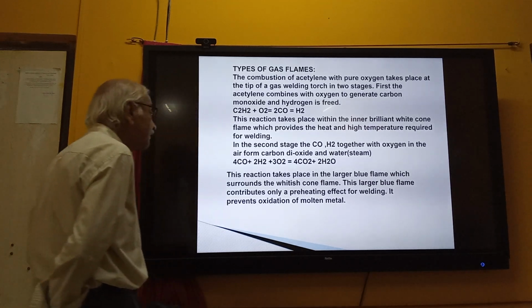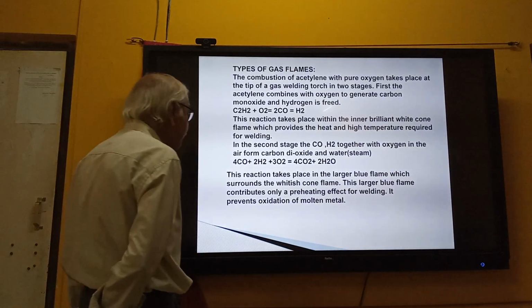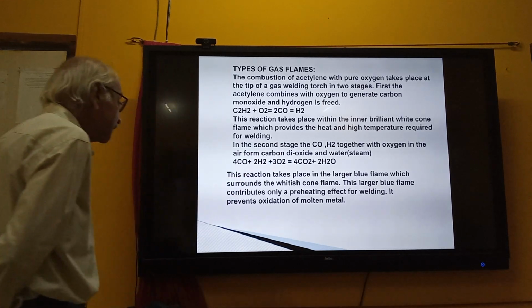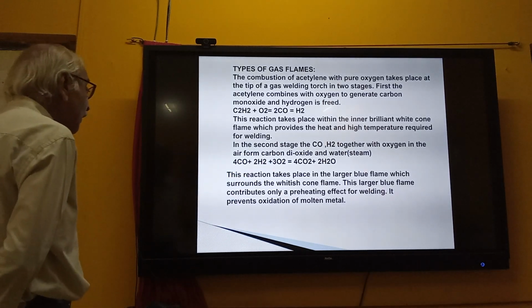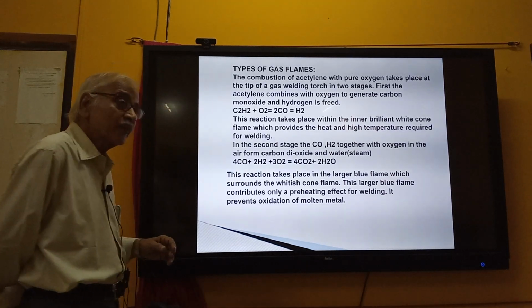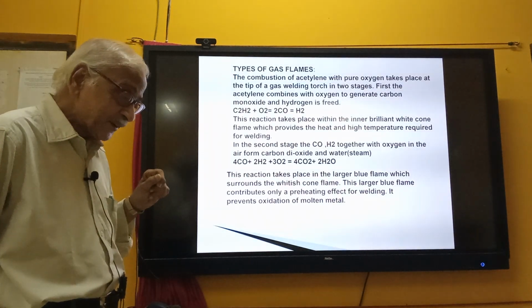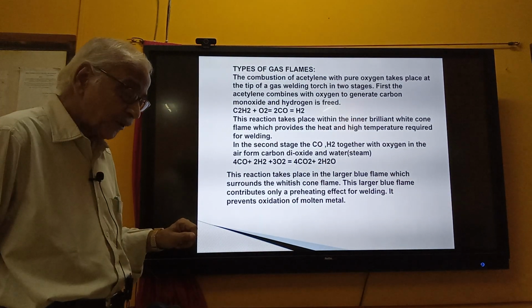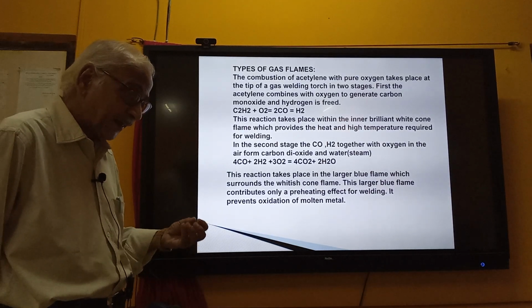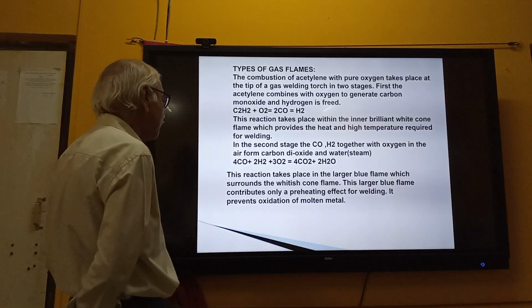This particular equation, this C2H2 plus O2, takes place at the core of the flame, where the temperature is to the tune of 3000 degrees centigrade, and then gradually the temperature reduces and the second stage comes up with this particular expression. Now that means, when we have a flame, the tip of the flame is cooler than the core of the flame, and we take the flame nearer to the object, and first it becomes red hot, and then in the hottest zone it punctures and it cuts or it does the welding.